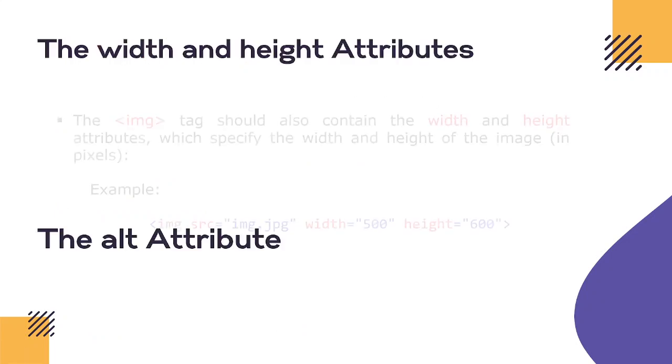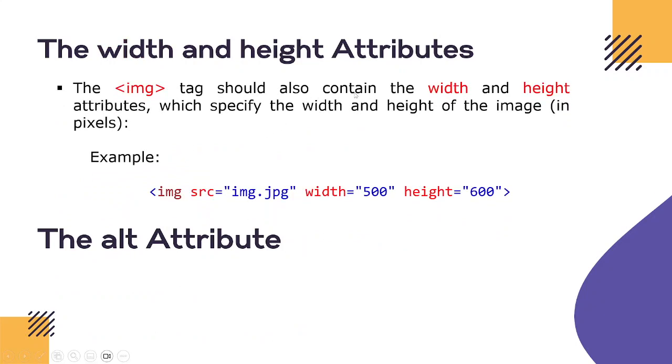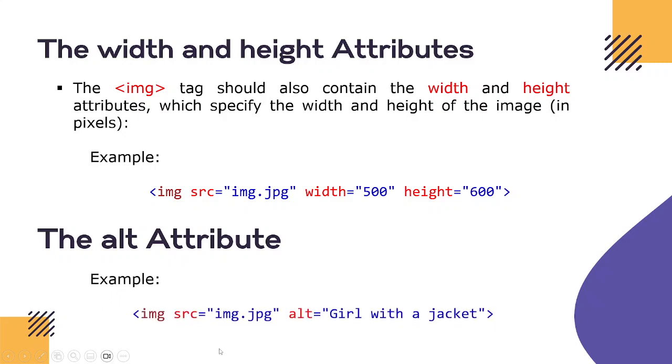The width and the height attributes. The image tag should also contain the width and the height attributes, which specify the width and the height of an image in pixels. Example: image source equals the value, the width 500 and the height 600. The alt attribute. Example of the alt attribute: the image source img.jpg, the alt, or when you hover over that certain picture, then this one will be displayed, girl with a jacket.